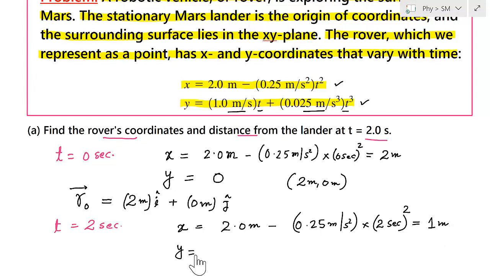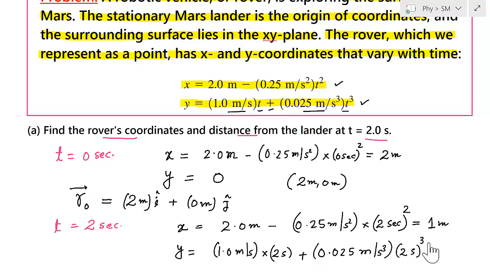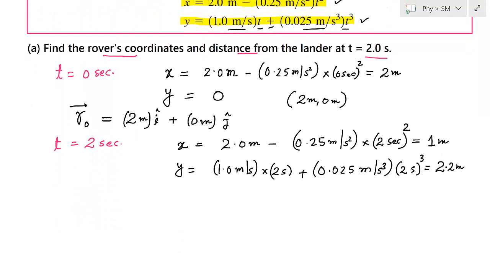Similarly, I can calculate the y coordinate, that is 1.0 meter per second times t, which is nothing but 2 seconds, and then plus 0.025 meter per second cube, and this multiplied by 2 seconds raised to the power 3. So if you calculate, this value will come to 2.2 meter. So now I know the x coordinate and y coordinate at t equals 2 seconds. So the x coordinate is 1 meter and the y coordinate is 2.2 meter.